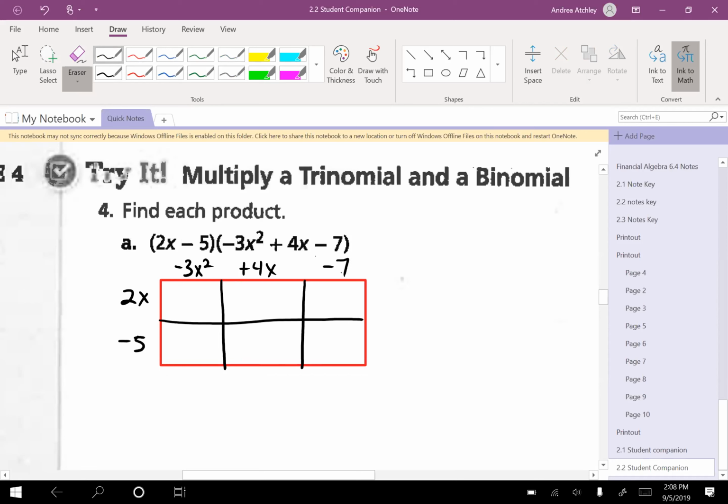And then we're going to multiply the length and width and find all the area of these little pieces. So we have negative 3x squared times 2x is negative 6x cubed. Then 4x times 2x is 8x squared. Then negative 7 times 2x is negative 14x.